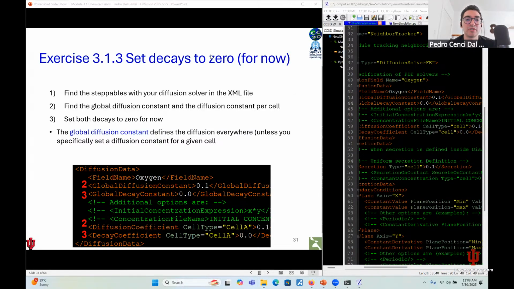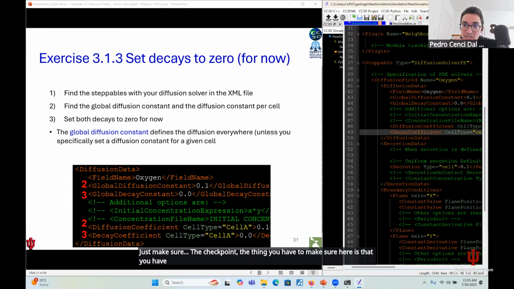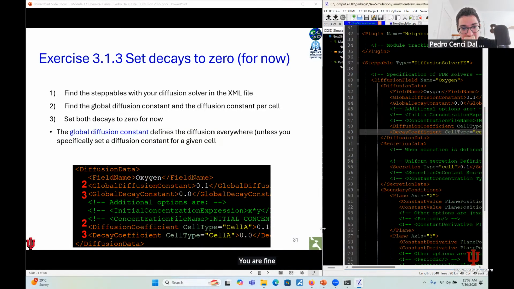Were we supposed to create a cell type? No. No. It doesn't matter. I created the cell type, but it doesn't matter for this exercise. Just make sure, the checkpoint, the thing you have to make sure here is that you have diffusion solver FE steppable on your XML. If you have that, you are fine.